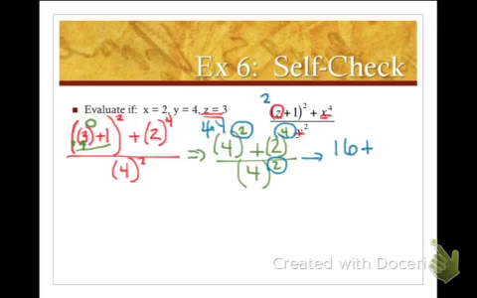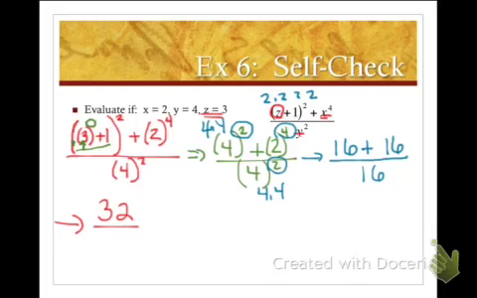2 to the 4th is a 2 shown 4 times, which I'll put up above the example. And remember that we said 2 to the 4th was 16, and because it's positive, it stays positive. And then we have 4 squared in the bottom, which is 4 times 4 as well. Now we're still working to get one number on the top, so 16 plus 16, I'll come down below here, is 32. And 32 divided by 16 is a beautiful number, 2, for our final answer. So the answer for that self-check is 2.